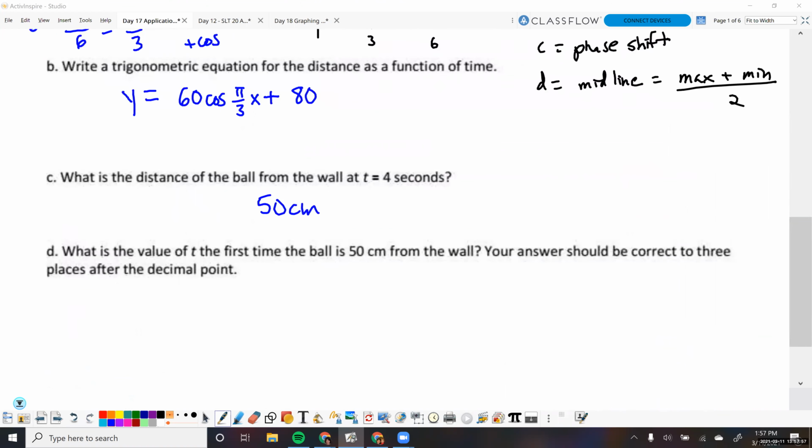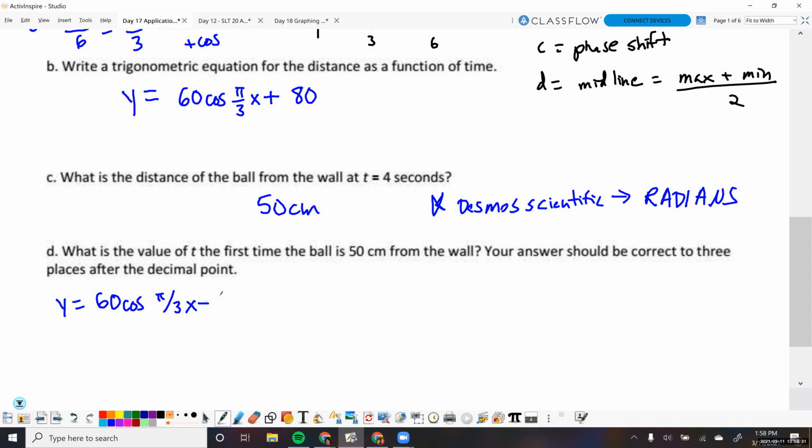So again, I'm going to make a little note to myself. I'm going to use those scientific. Make sure I switch it to radians. If I'm using my TI, I want to make sure that's in radians also. Are there any questions on letter C? Bravely out loud, privately in the chat. Okay.